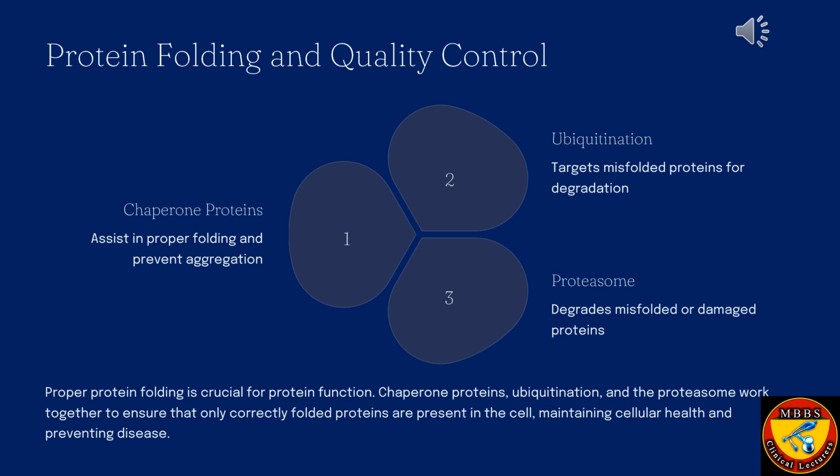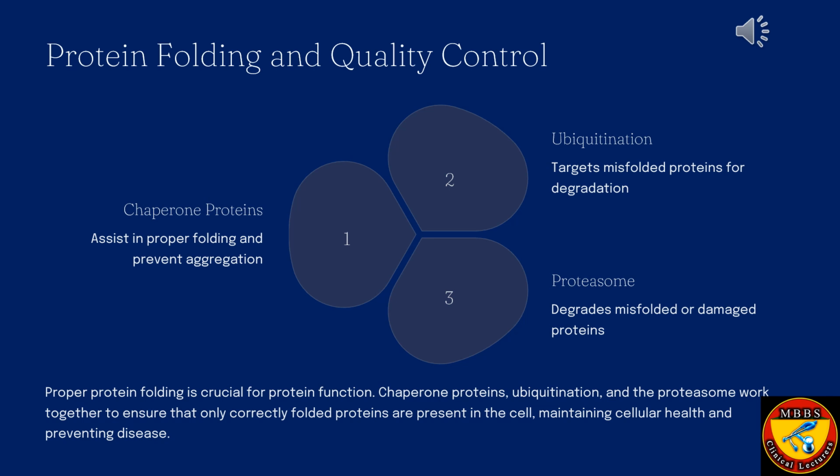Quality control mechanisms. 1. Molecular chaperones, proteins that assist in the folding process and prevent aggregation. 2. Protein degradation pathways. Misfolded or damaged proteins are targeted for degradation by systems like the proteasome. 3. Endoplasmic reticulum (ER) quality control. The ER monitors protein folding and targets misfolded proteins for degradation.